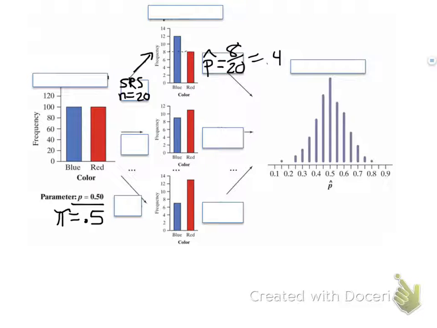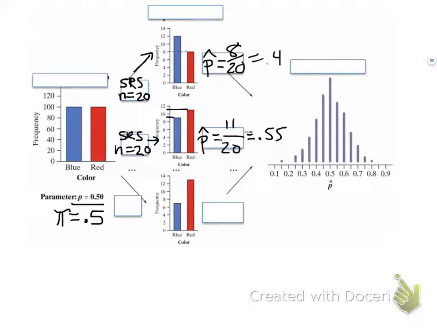Then I take another simple random sample of 20. So that's when I go down here, simple random sample, another one of 20, and in this particular sample, I get 9 blues and 11 reds. Did I look at that wrong? Yep, that's not 13, that's 11. Don't mind my math. So my new P hat is 11 out of 20, which ends up being about 55%. So in our second sample, we got 55%.